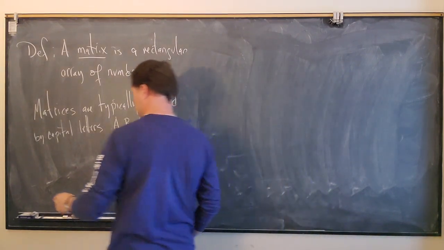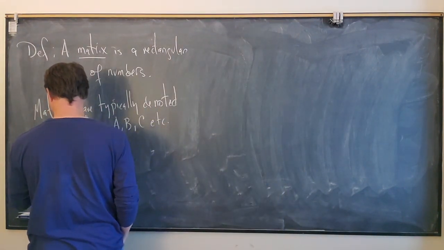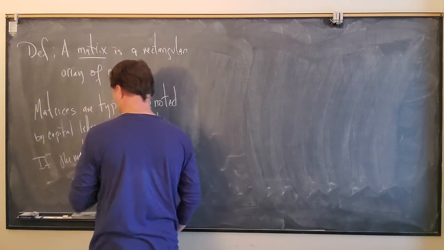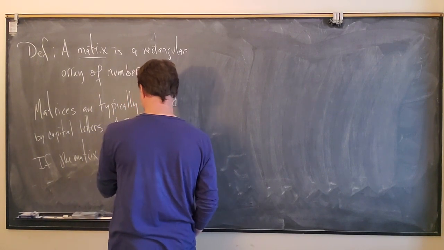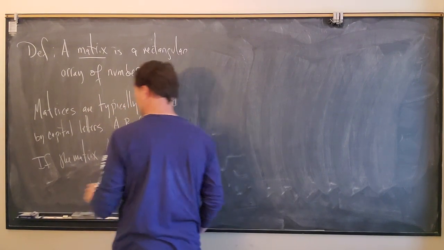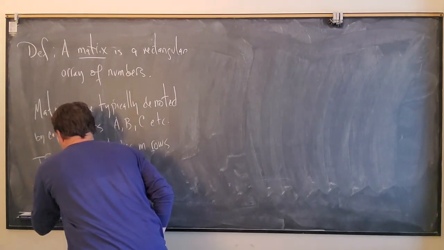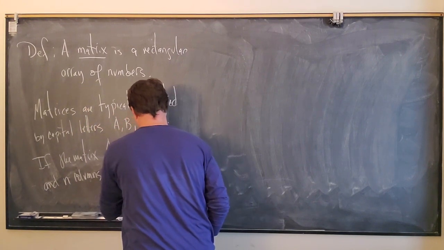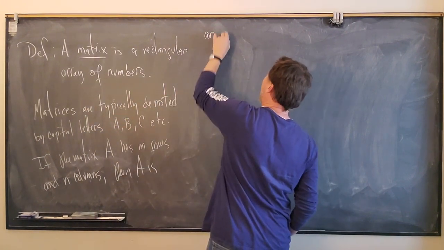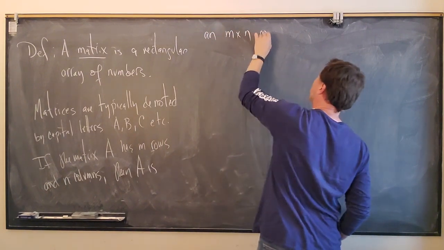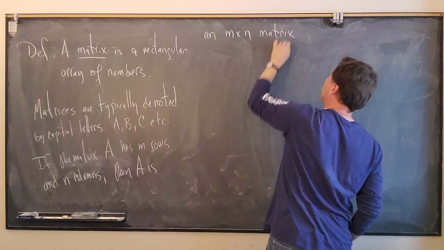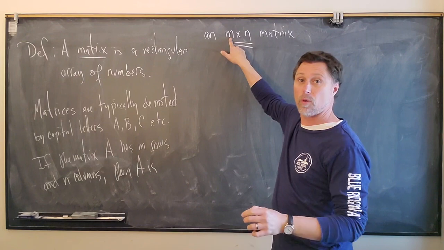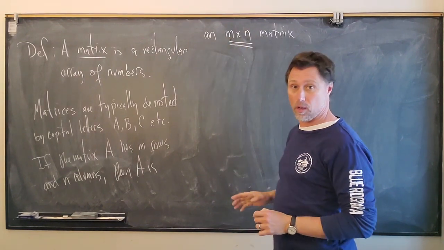Now, if the matrix capital A has m rows and n columns, then A is an m by n matrix. So here I want to focus on the m by n part. The first part, the m, tells you the number of rows, the n tells you the number of columns.